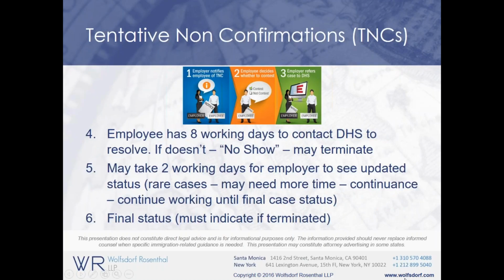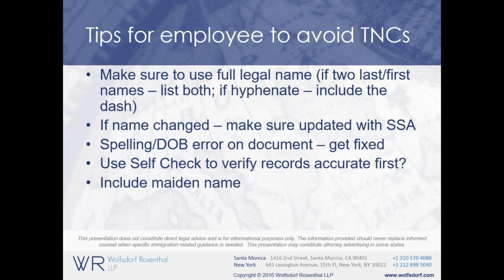The employee then has 8 working days to contact DHS to resolve. If they do not contact them, it comes up as a no-show and you may terminate the employee at that point. It may take 2 working days for the employer to actually see an updated status, and you'll eventually get a final status, and you go from there.